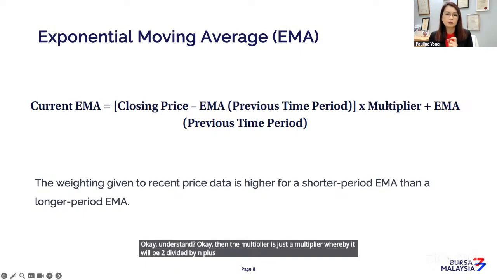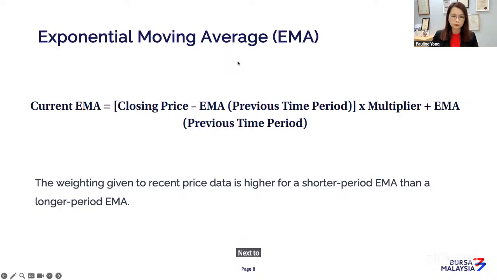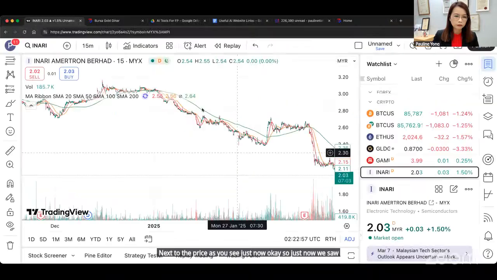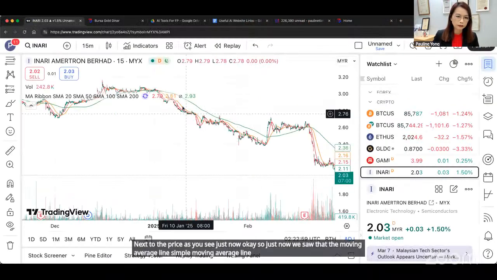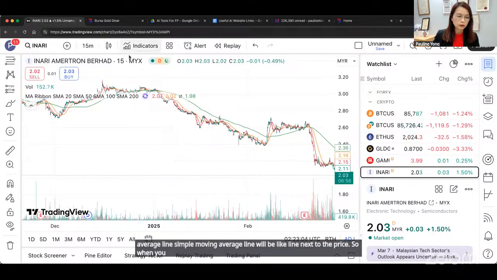Okay, so this is the formula for the multiplier. These are all pretty straightforward. It's just apply the formula only. When you apply the formula, you can draw a line next to the price as you saw just now. The simple moving average line will be a line next to the price. When you use the exponential, it will be something like that as well.